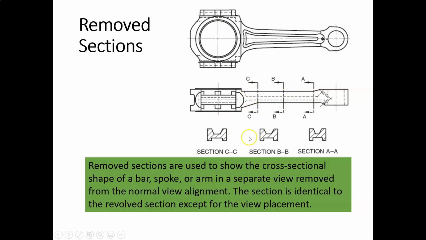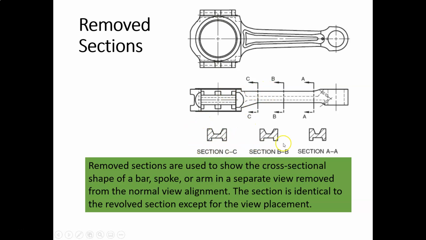Maybe we want to pull these out so that we can clearly see. Maybe we want to dimension these features more clearly, so we don't want them in the object right there like a revolve section has. So we remove them. And the cool thing is we can put them wherever we want to on a drawing. We can even put them on a separate drawing sheet that says, hey, these remove sections are on a separate sheet. But it's a super handy dandy way of showing a cross-sectional detail without getting bogged down in all the other stuff.